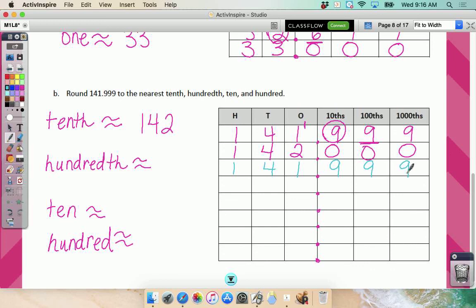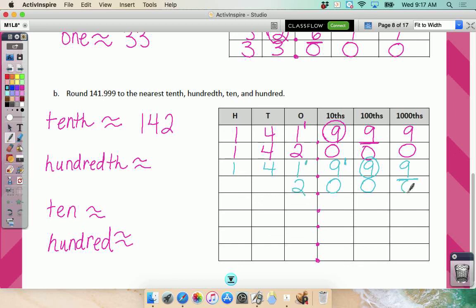And it looks like I'm circling 9s again. And underlining the same number, it's just in a different place value. So table 4, where are we here? Do I keep the 9 or add 1? Add 1. So if I add 1 to 9, what does it become? 10. Regroup the 1. 2.